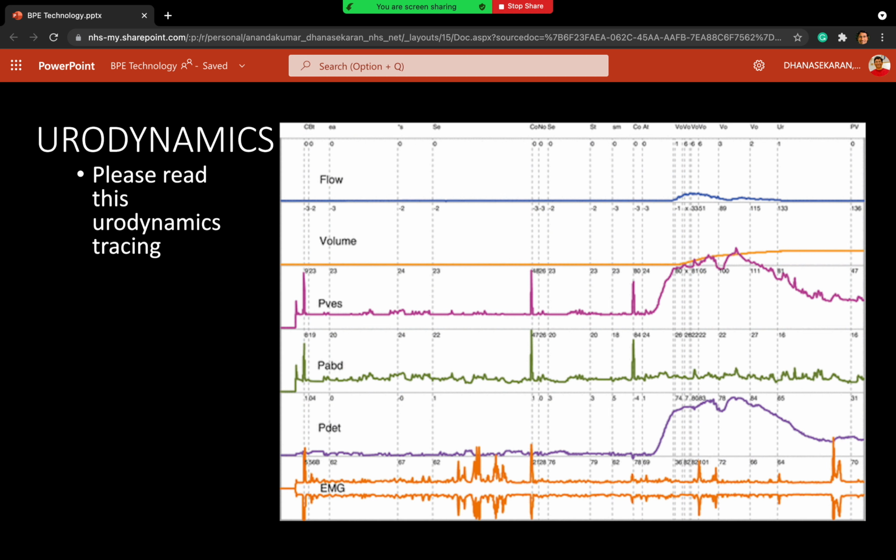Looking at the voiding phase, there's a marked increase in vesical pressure with a stable abdominal pressure. And these appearances would be in keeping with bladder outflow obstruction.